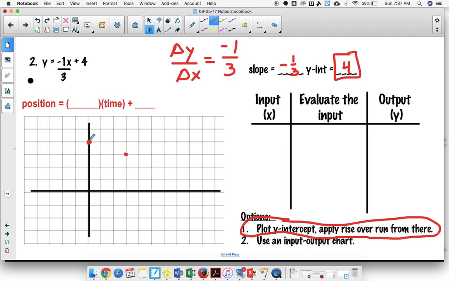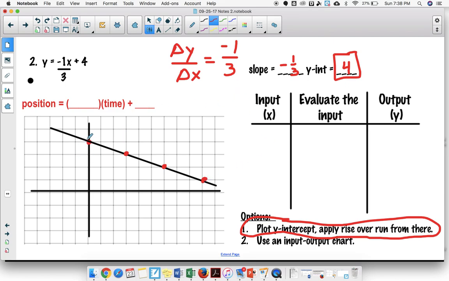So we're going to start at our y-intercept. We're going to go down 1, run 3. Down 1, run 3. And I'm just going to repeat that several times to establish a pattern. And draw a line through those points. They should all line up. And as long as I'm counting by 1s, I don't really have to put a scale in.